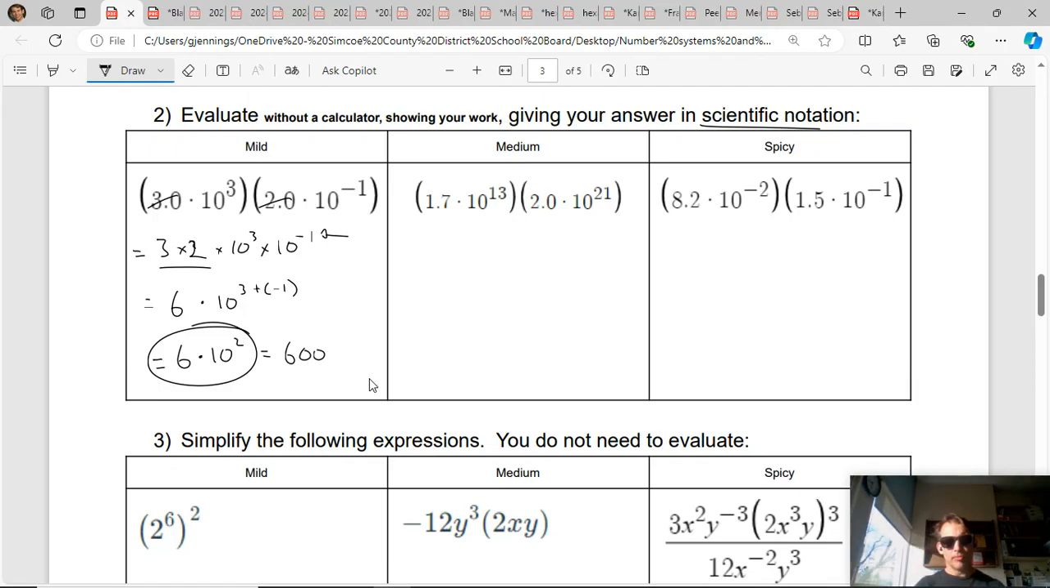Okay. This medium one here works the same way. It's just slightly weirder numbers. It happens to have one of my favorite numbers buried in it. 1.7 times 2 times 10 to the 13 times 10 to the 21. Cool. Okay, so 1.7 times 2 is 3.4 multiplied by 10 to the 13 plus 21. Oh, that's 3.4 times 10 to the 34.